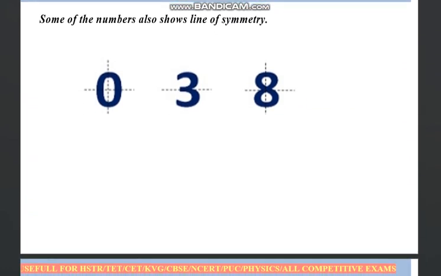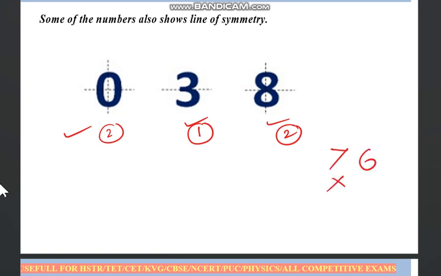Some numbers also show the line of symmetry. For example, 0, 3, 8. 0 has two lines of symmetry, 3 has one horizontal line of symmetry, 8 has two lines of symmetry, one horizontal and one vertical. But 7 or 6 will not have any lines of symmetry.